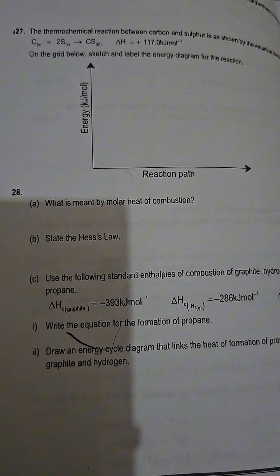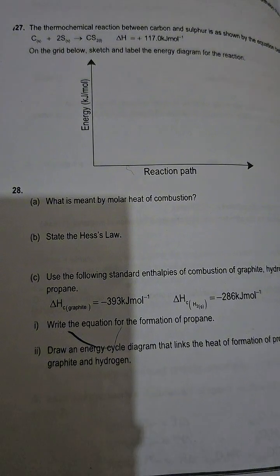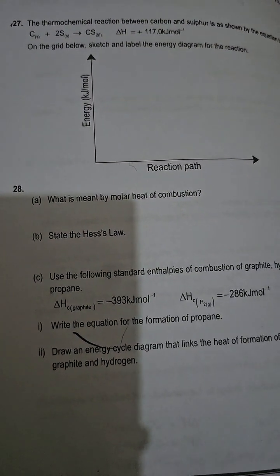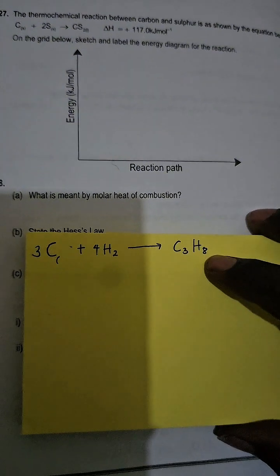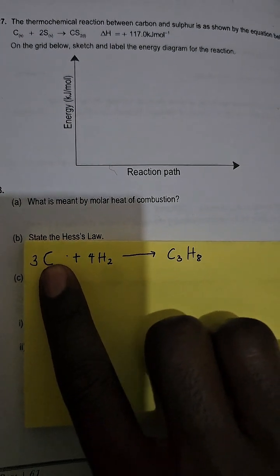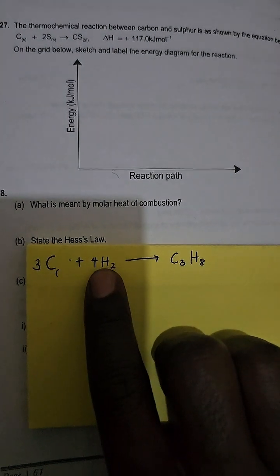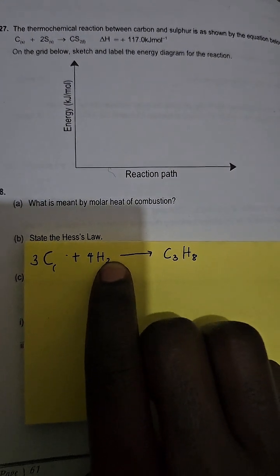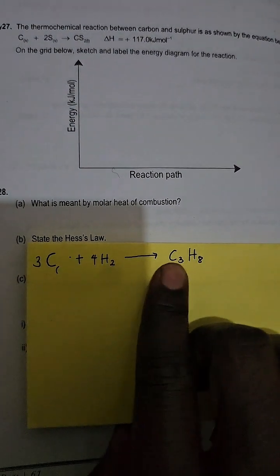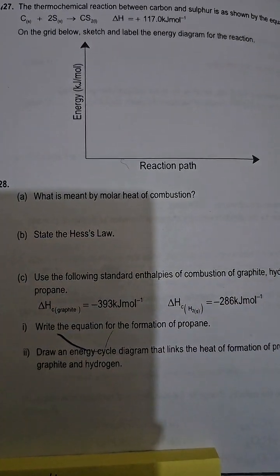The first question is asking, write the equation for the formation of propane. How do you write the equation? Yes, propane is C3H8, meaning it is formed by 3 carbon atoms and 4 moles of hydrogen. Hydrogen is diatomic, so you always need to write it this way, and 4 moles of them will form what is called propane.